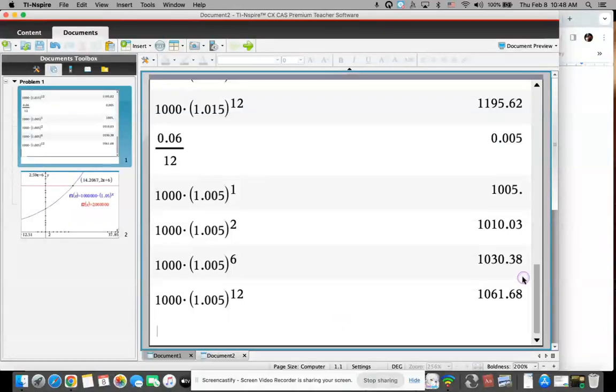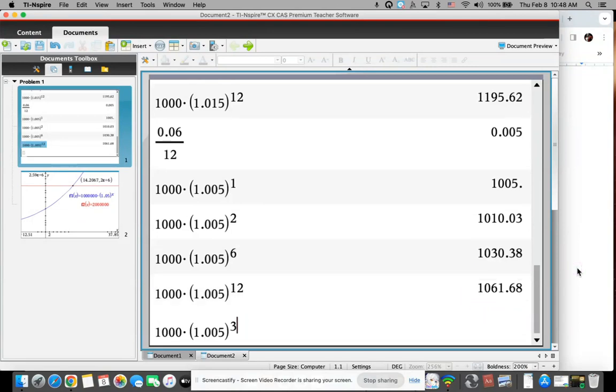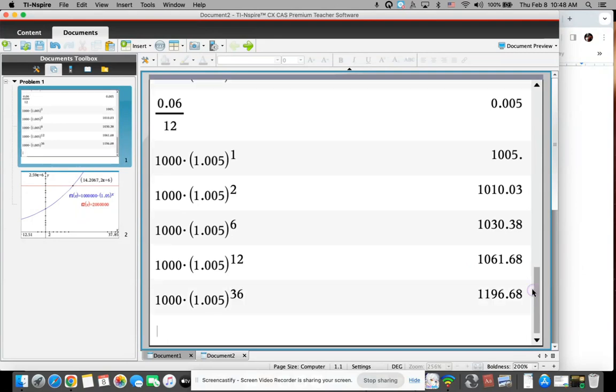So this would be like how much I got after 1 month. And this would be like how much I got after 1 year, right? If I wanted 3 years, then this would end up being 36, wouldn't it? Okay, so that's in terms of months.